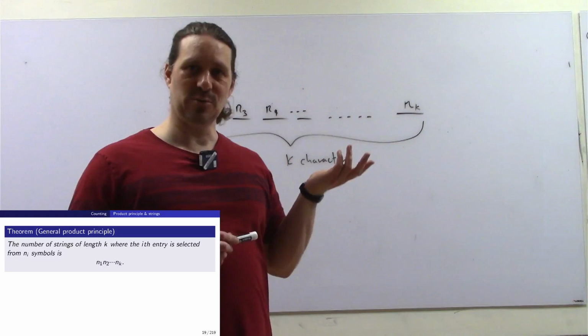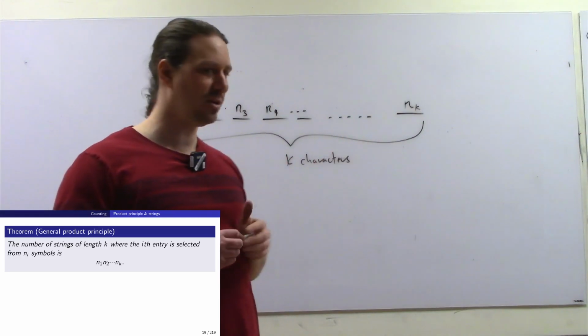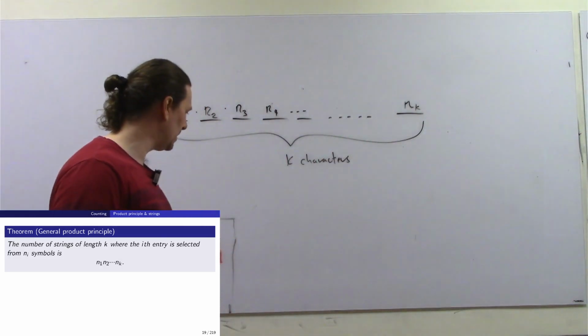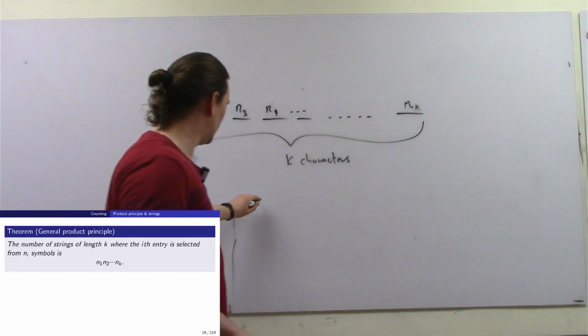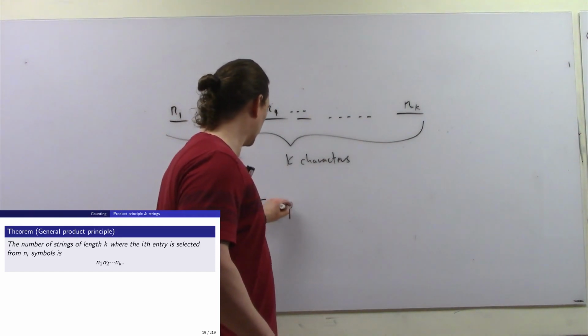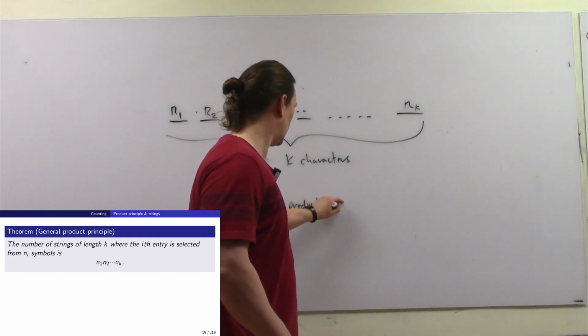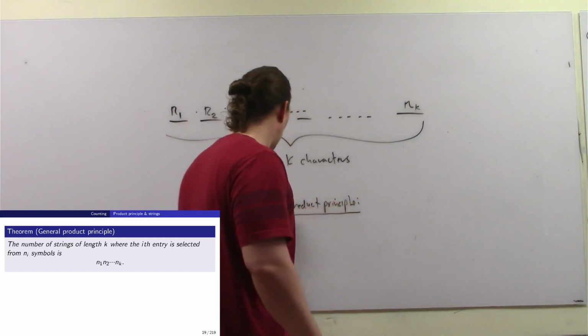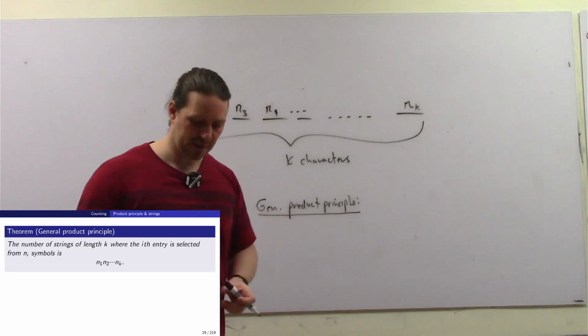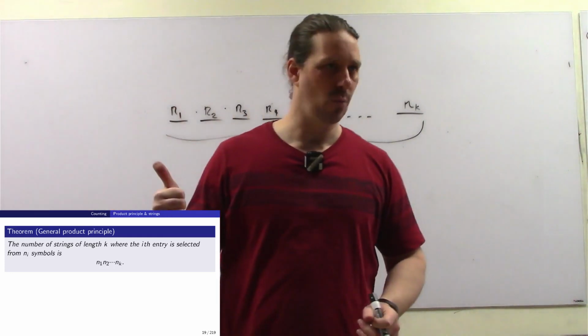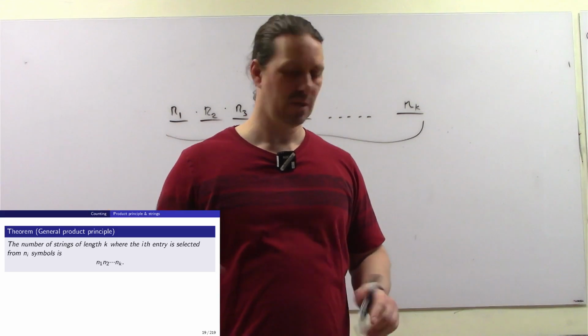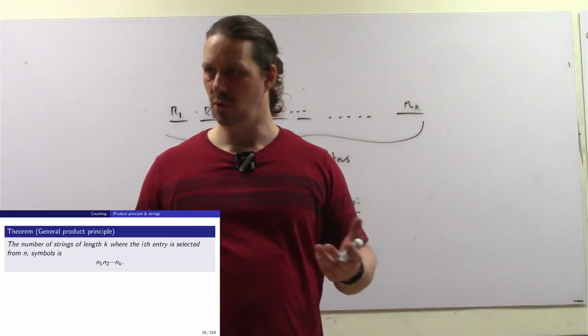Notice, I call this the general product principle. And why is this the general product principle? Well, remember the product principle. It said that if you have A ways to do step 1 and B ways to do step 2, then there are A times B ways to do the whole procedure.